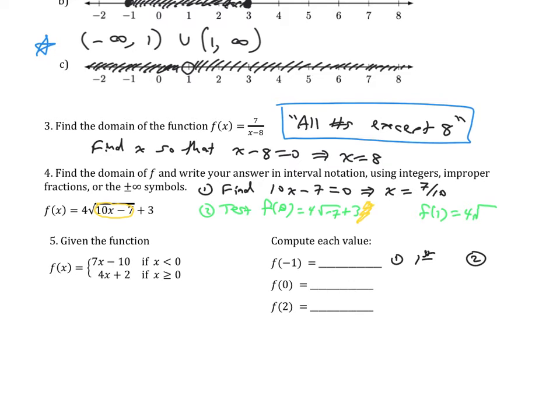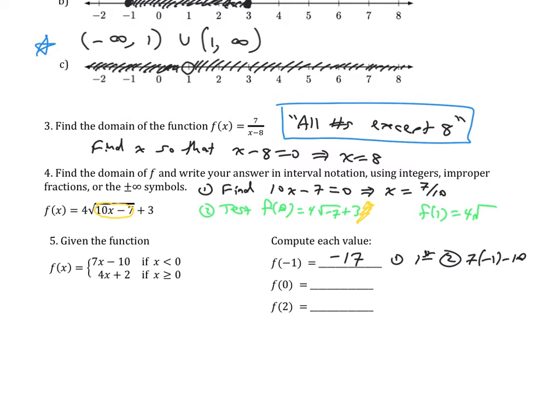So my first step is figure out which piece I'm using, and my second step is then to plug the number in. The second step is just plug the number, the -1, in for x in that piece. So we first determine that we want to use the first piece because -1 is less than 0. And then we go here and we plug -1 in for x. So that'll be 7 times -1 minus 10, which is -17. So f of -1 is -17.